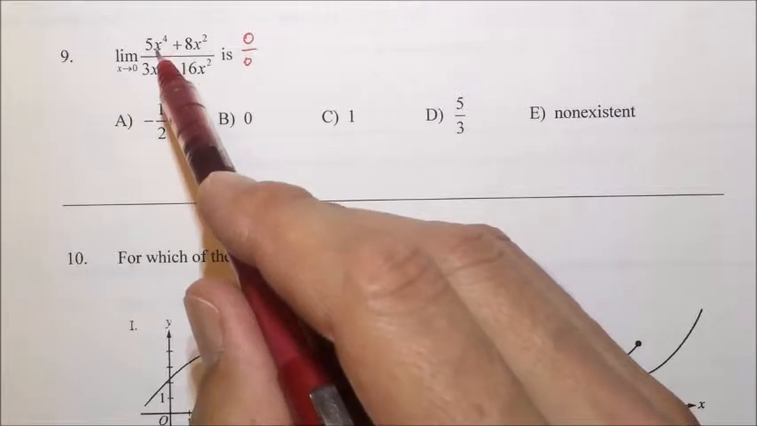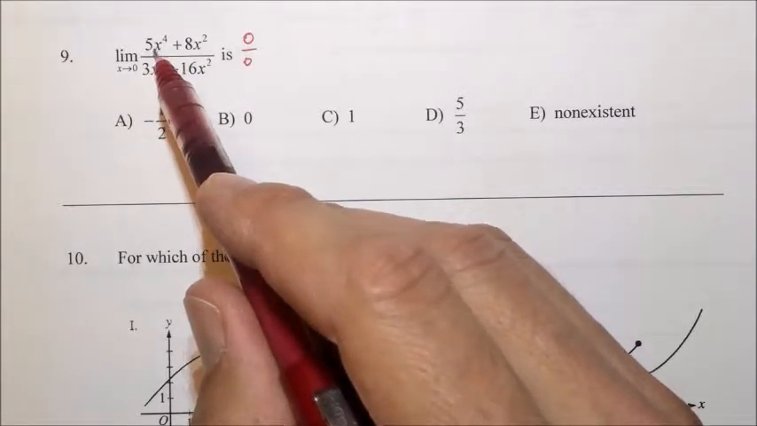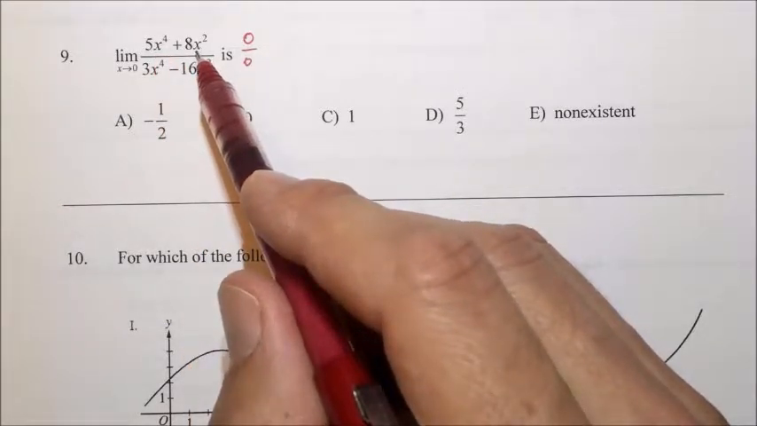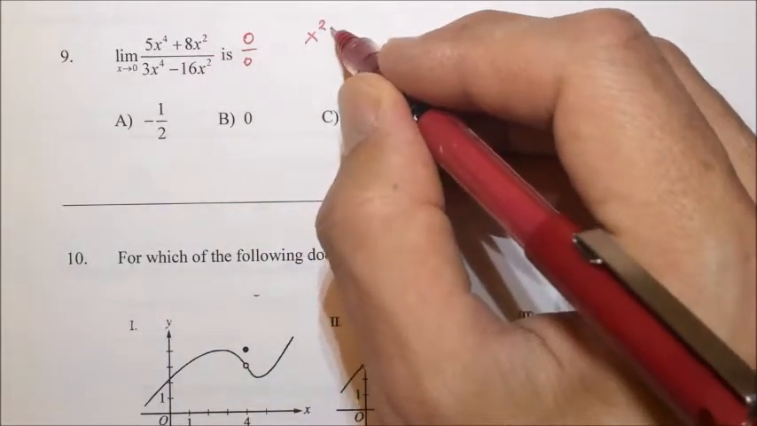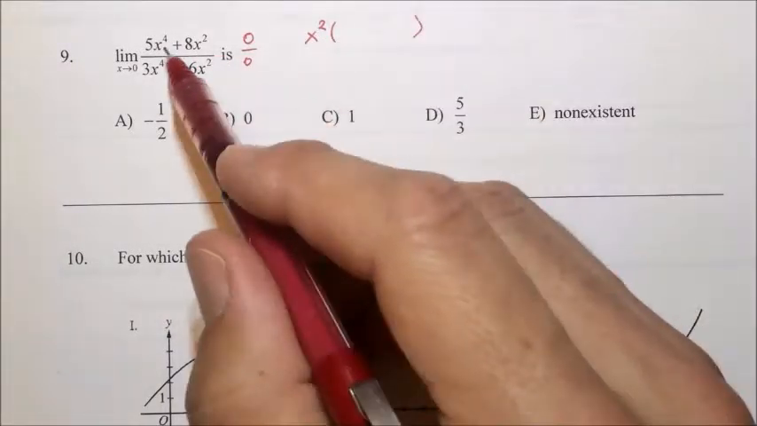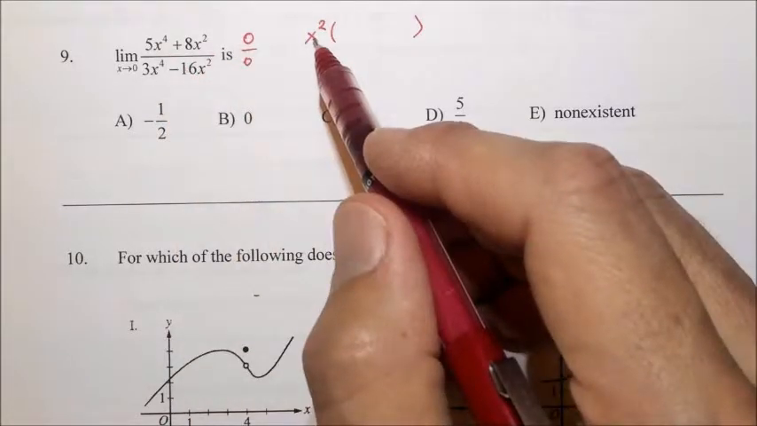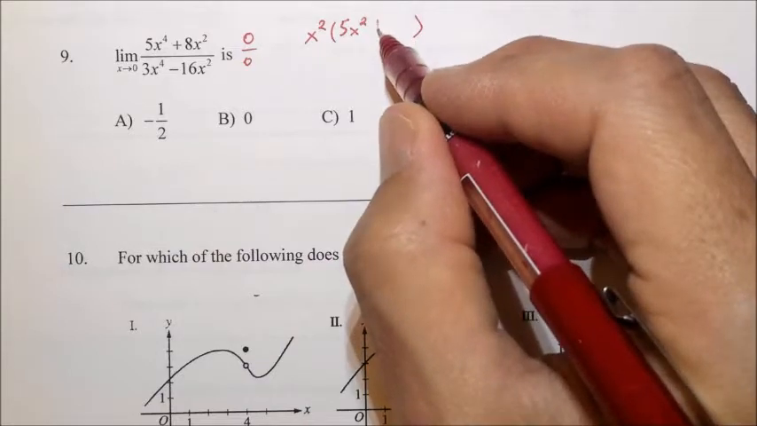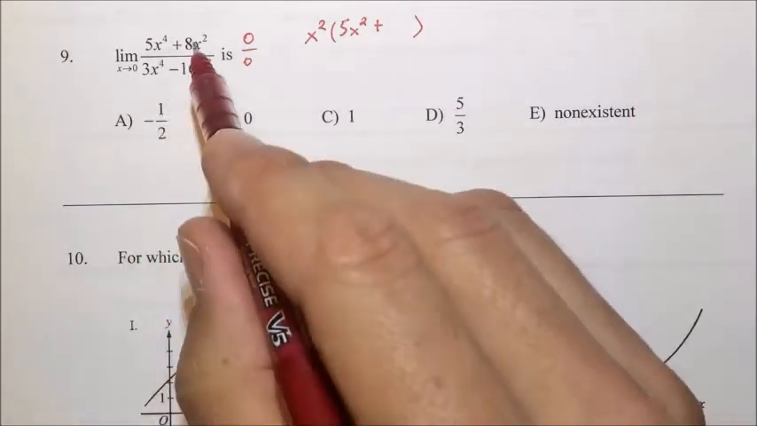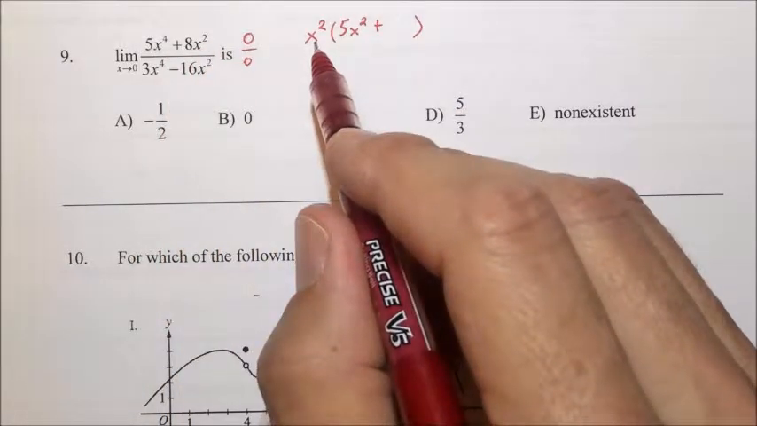So we go back to the numerator. What do 5x to the 4th and 8x squared have in common? They have an x squared, exactly. So pull that x squared out. 5x to the 4th divided by x squared is 5x squared, plus 8x squared divided by x squared is 8.